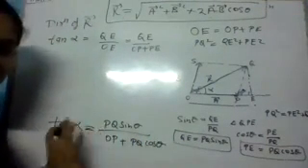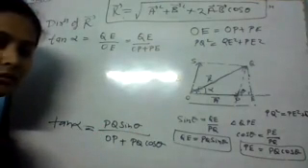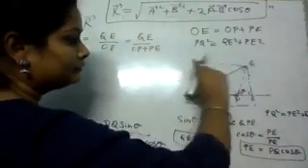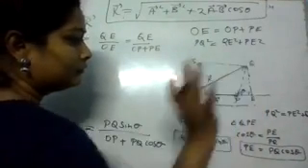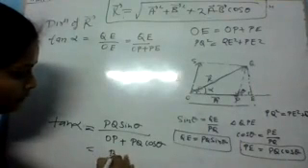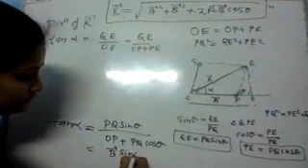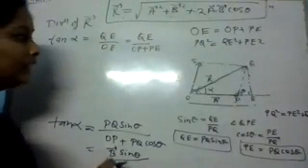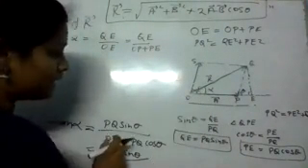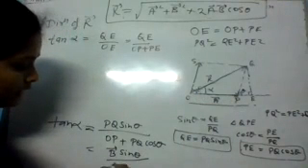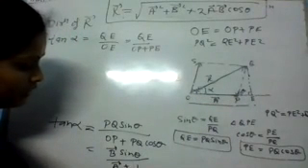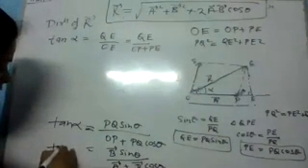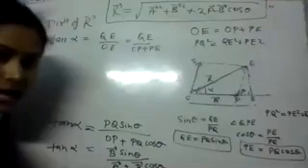Is it clear up to here? Yes, ma'am. Now, PQ is your B vector. So here I can put B vector sine theta. And in the place of OP, I can place A vector. Now this is B vector cos theta. This is your final formula of the direction.